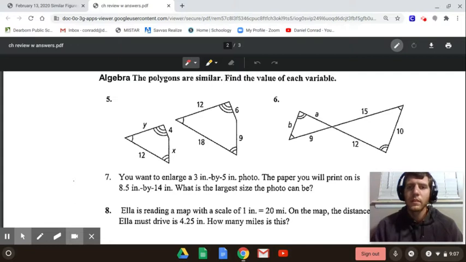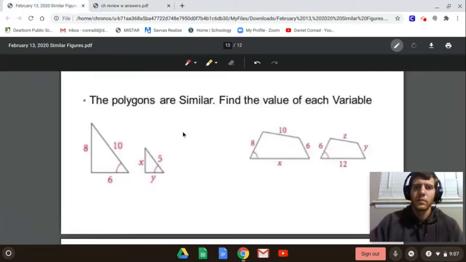Okay, 5 and 6 are asking, are the polygons similar? Find the value of each variable. So let's look at a couple examples here.